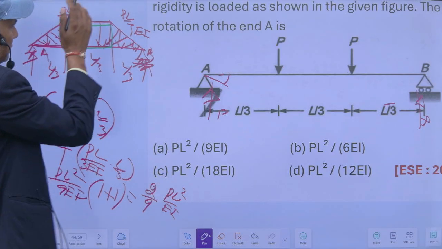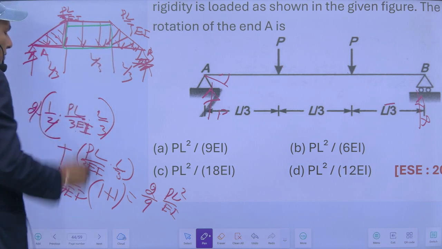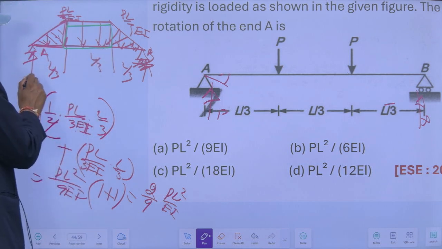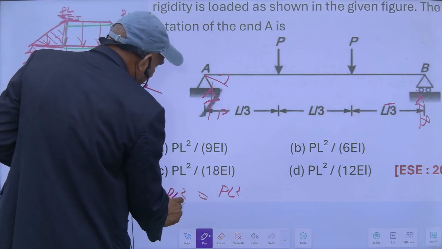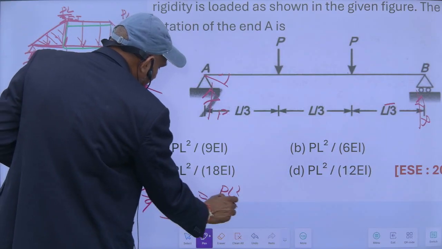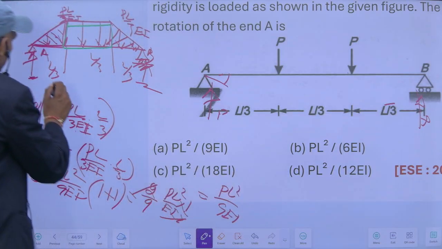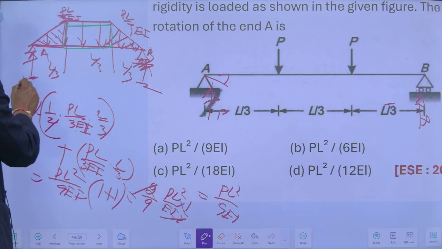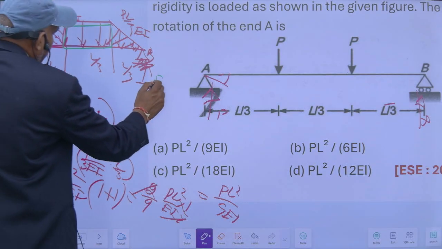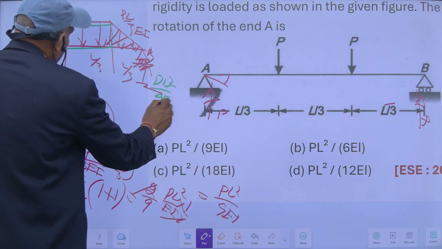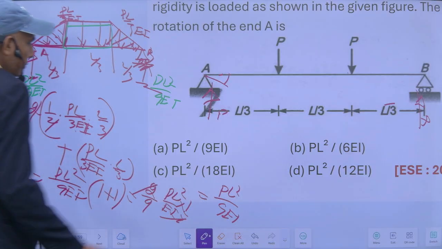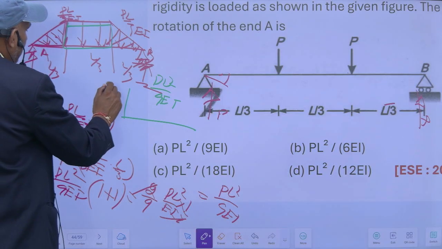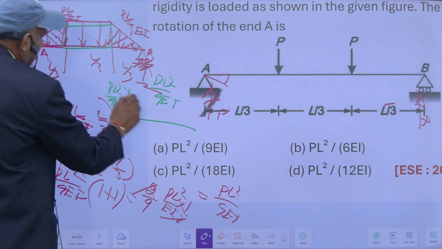And this is the total load. So half of this total load will be the reaction at this point. So half of this, I will divide by 2, so this will be PL square upon 9EI. So this reaction at this is PL square upon 9EI. And this is also PL square upon 9EI. And this reaction at this point, basically, will be the shear force. This will be the shear force, PL square upon 9EI, like this.